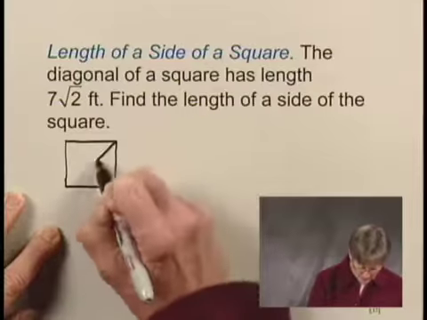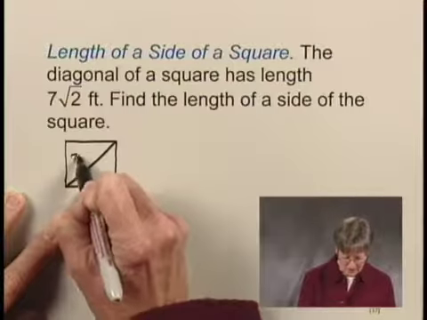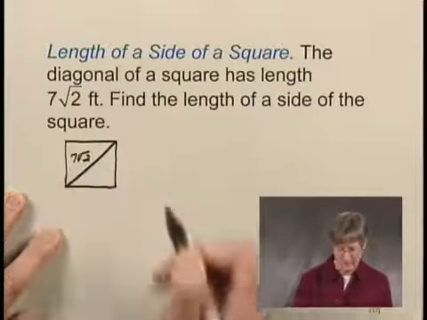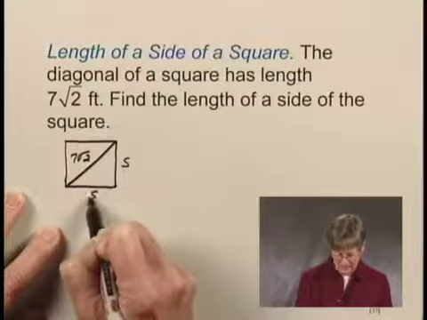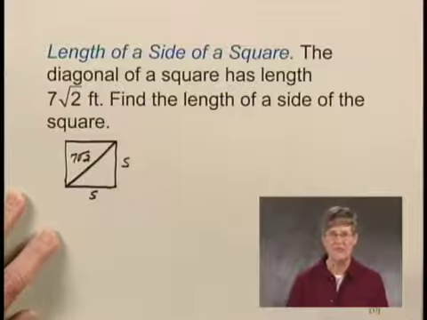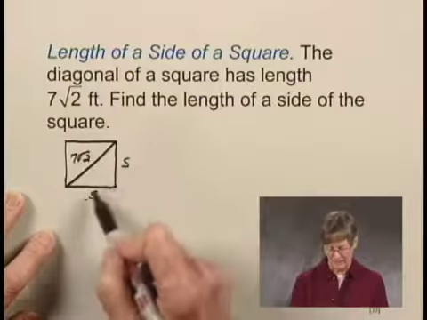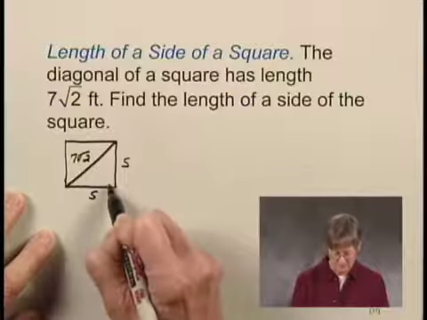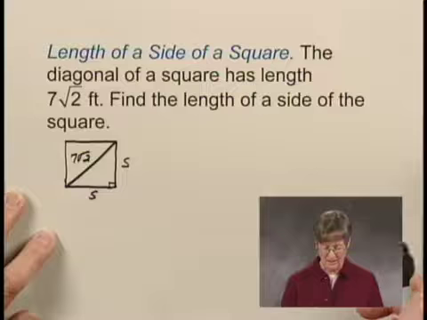And here's the diagonal of the square. And we know that this diagonal has length 7 times the square root of 2 feet. And let's call the length of a side of the square s. So we have s here and 7 times the square root of 2 here. And we can see that we have in this lower portion of the square a right triangle. And that tells us that we can use the Pythagorean theorem to find s.